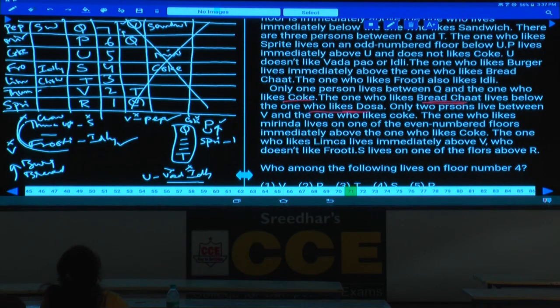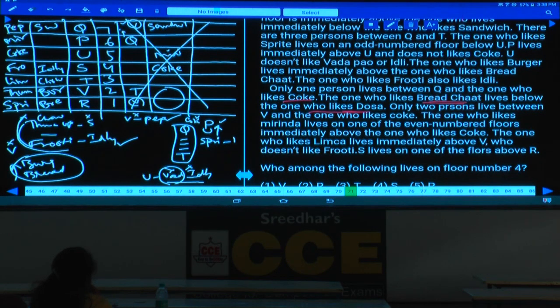Now this burger, who is this one? Bread chaat is below dosa, hence dosa cannot be in the first 2 places. If dosa is on the first 2 places, burger and bread chaat must be together, which is not possible. Hence dosa must be either 5 or 6. If dosa is 5 or 6, burger and bread chaat can be finalized here. Burger is here and bread chaat will be here. Done? As burger and bread chaat are here, U does not like vada pav.